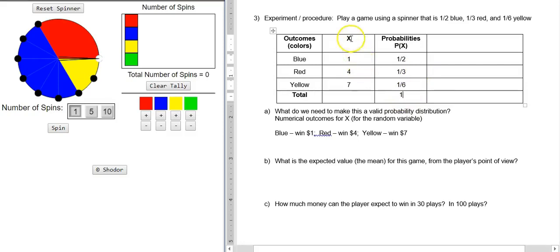There's no condition on the values of x except that they have to be numbers. They can be negative or positive. They don't have to add up to anything in particular.